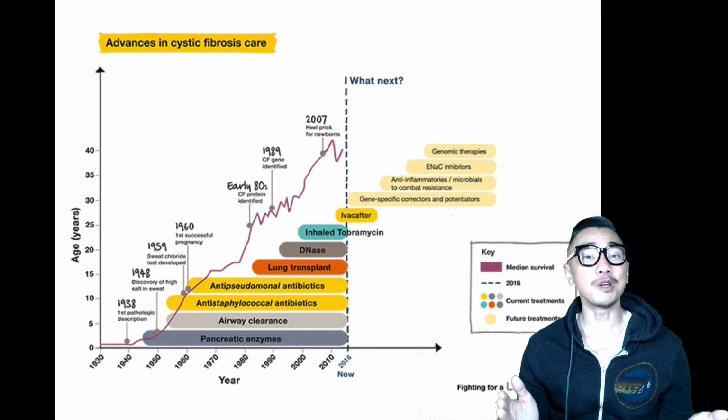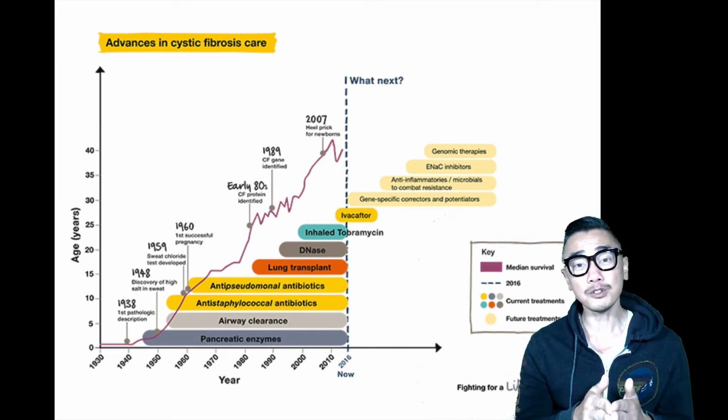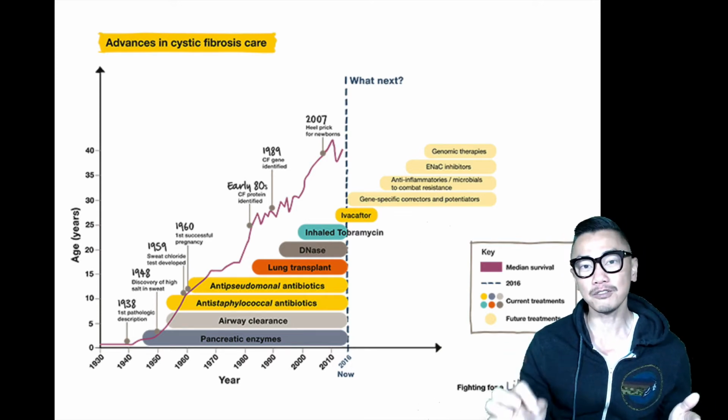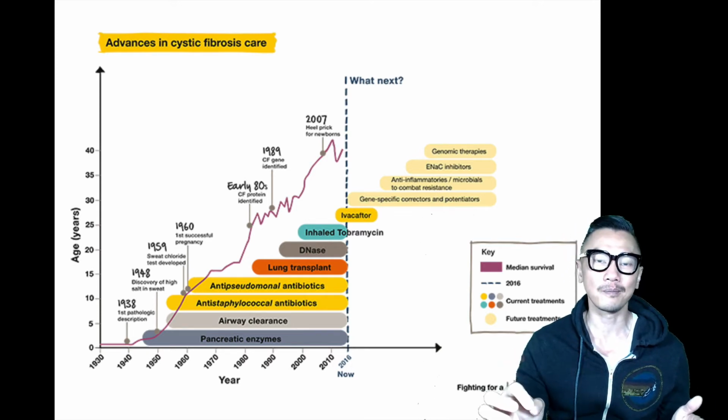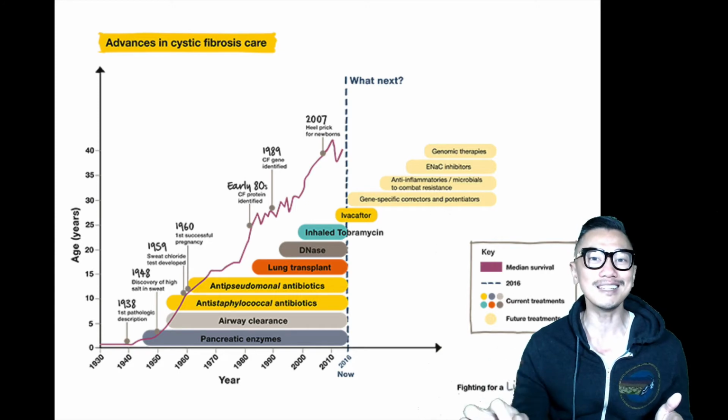This graph traces the development of treatments for cystic fibrosis. It also shows that as these treatments have been developed, the median survival age has increased. Today, the median survival age of someone with cystic fibrosis who survives into adulthood is 44 years.